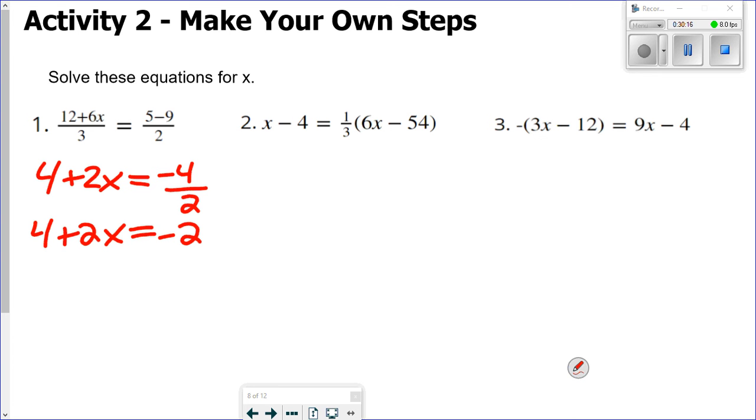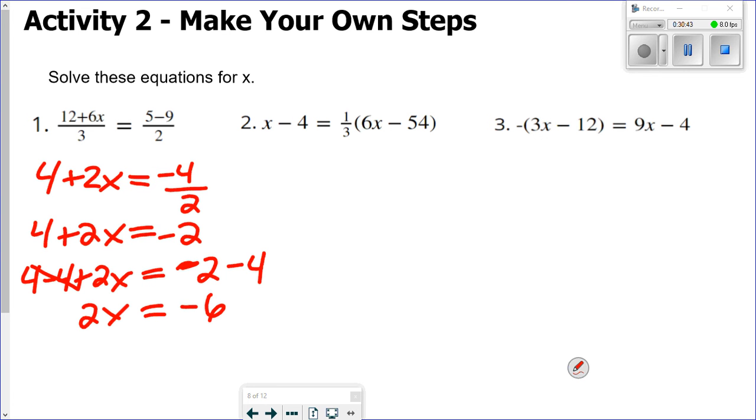My next approach is going to be to combine my constant terms of 4 and negative 2. So if I want to eliminate the 4 from the left-hand side, I know I need to subtract it. I also know if I'm going to subtract 4 from the left, I must also subtract 4 from the right. On the left, I'm going to get my 0 pair with my 4 and negative 4. On the right, negative 2 minus 4 gets me to negative 6.